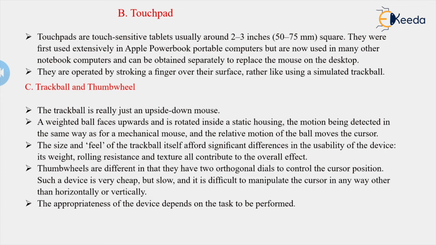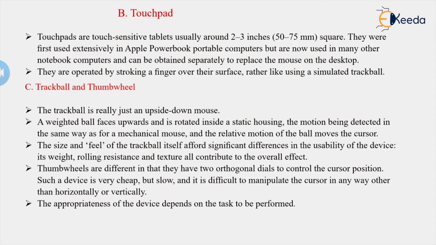So a trackpad movement maps to a movement of the cursor on the system. If the finger is moving quickly, the same distance on the touchpad moves the cursor a longer distance. The form of the acceleration setting and the feel of the trackball make a significant difference in the usability of the device. Thumb wheels are different, with two orthogonal dials designed to control the cursor position.